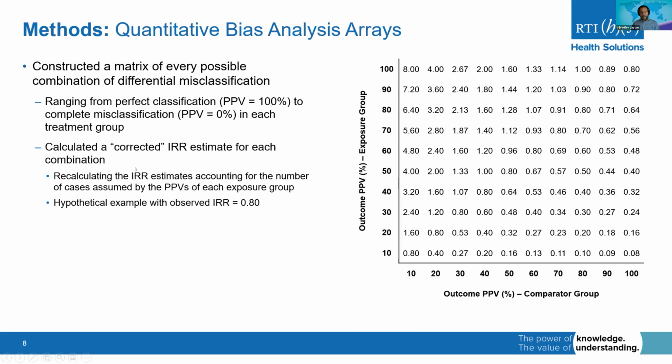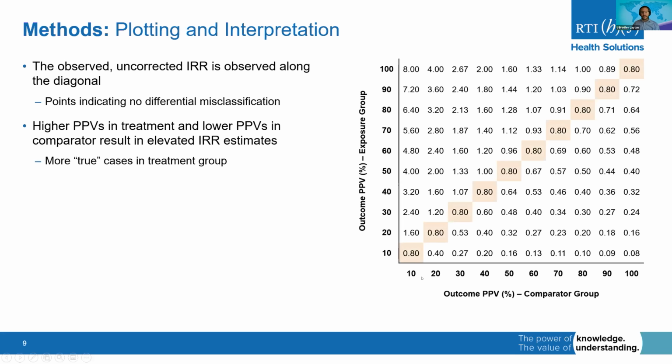We then used our observed IRR estimate and calculated the corrected IRR estimate at each point of the matrix using the treatment group specific PPVs. In this simplified matrix, we're using a hypothetical example with an observed IRR estimate of 0.8. So you can see that these estimates appear at each intersection on the matrix. And you can see that along this diagonal here, all the corrected estimates are 0.8, the same as the observed IRR. And these are points of non-differential misclassification.